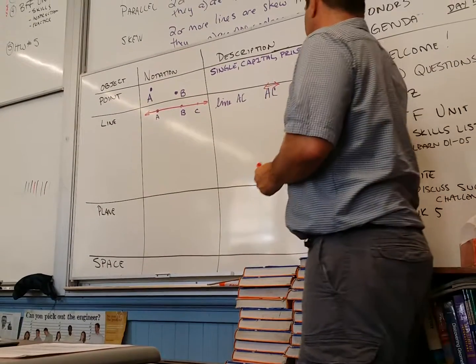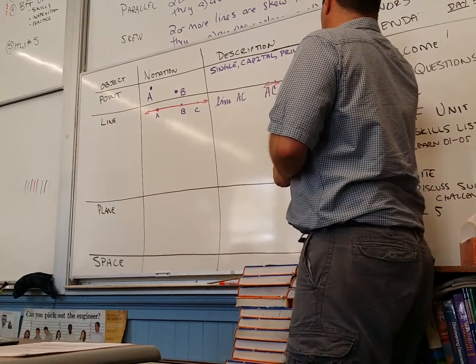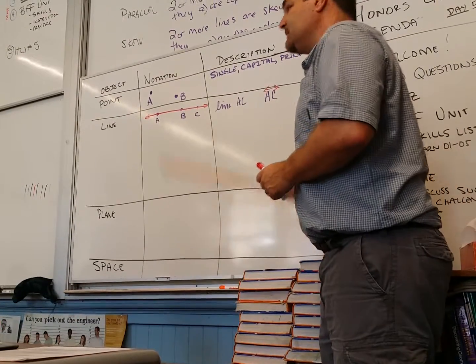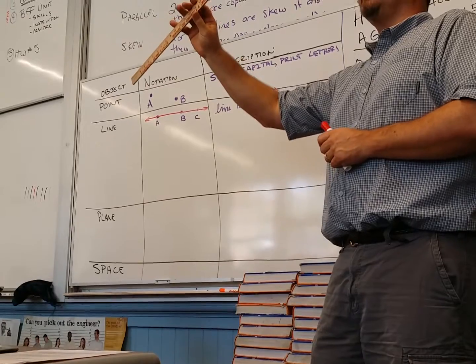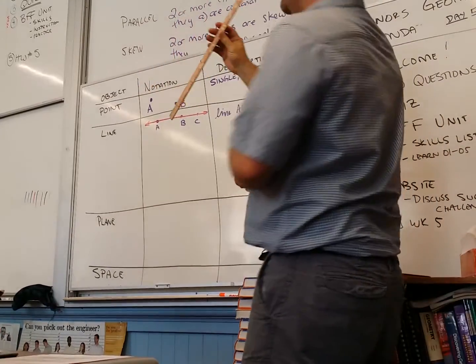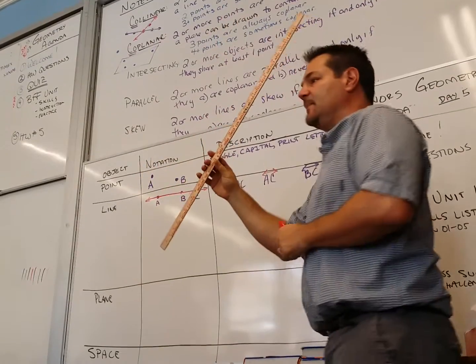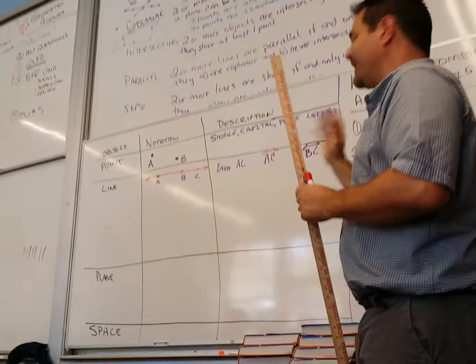Could I say CB? Does order matter for lines? Doesn't matter at all. Picture this thing floating in space. I'm able to float around on either side, and if it's left to right BC, then on this side, it's left to right CB. So order for lines doesn't matter at all.